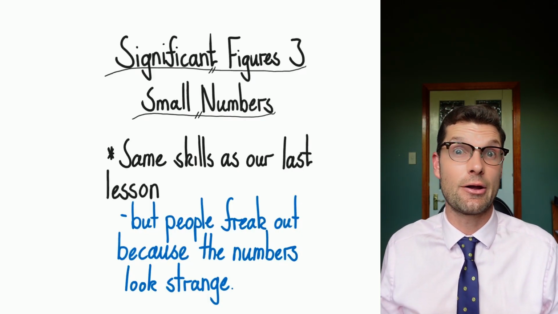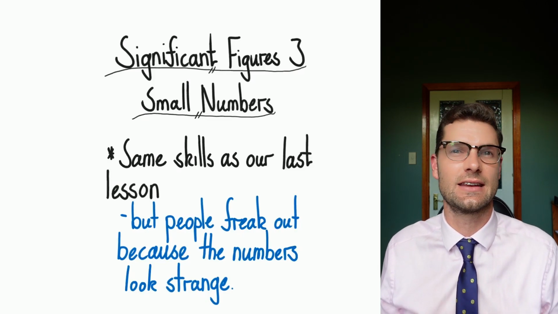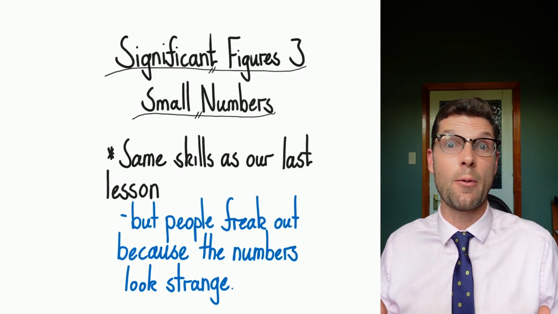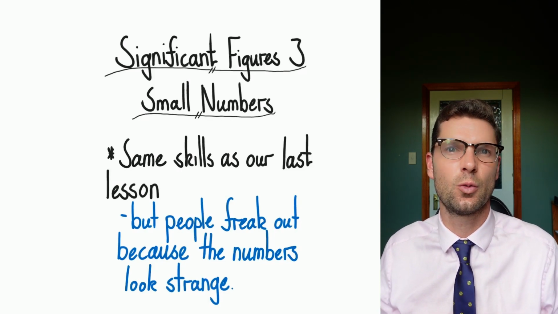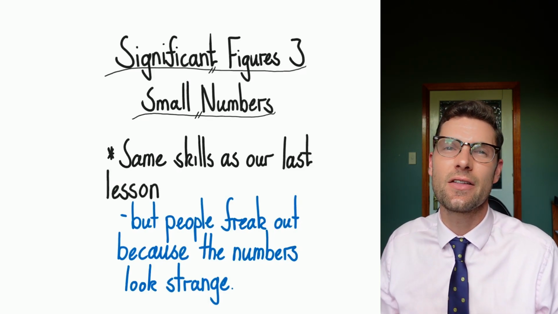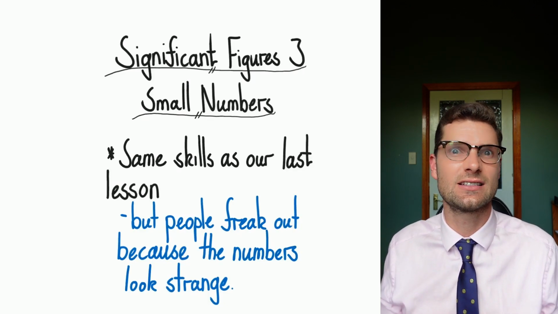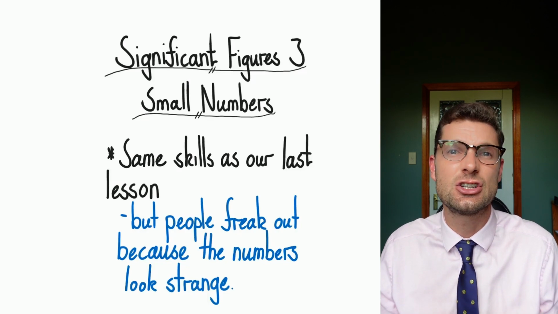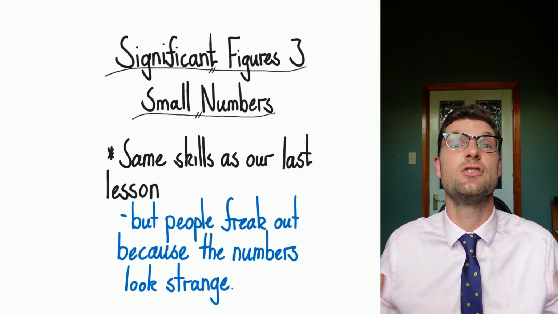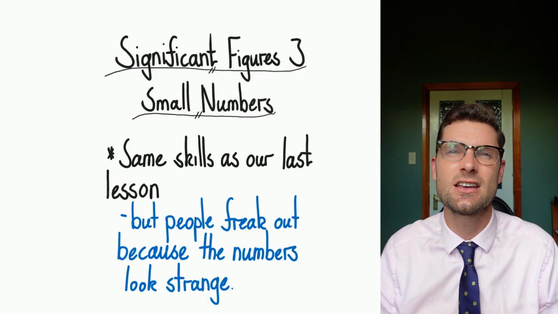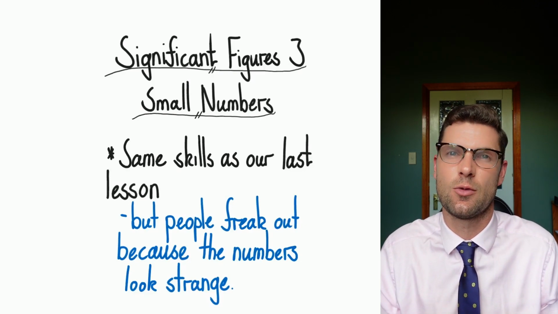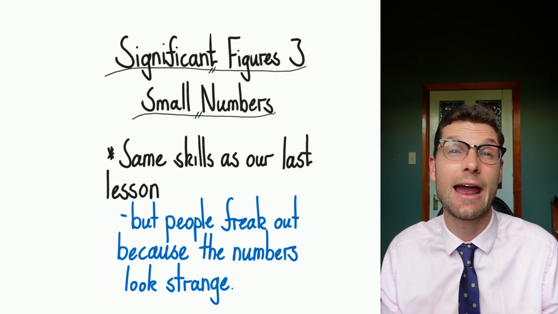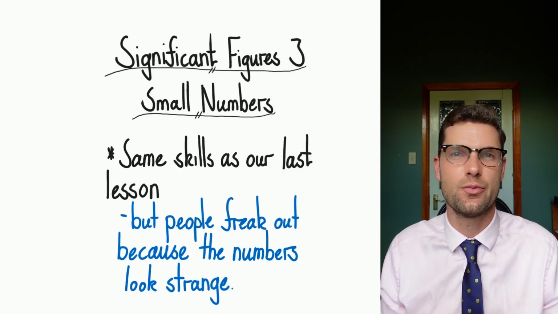Today we're going to look at our index notations and significant figures again, but this time we're looking at super small numbers. So when we've got really long decimals with a lot of zeros at the front. The skills that we need to learn for this lesson are exactly the same as the ones that we did in the last lesson. But students really freak out because instead of using big numbers that are easy to visualize, we're talking about really small numbers. But the mathematics behind it is exactly the same, and I guarantee you're going to do this 100% correct.